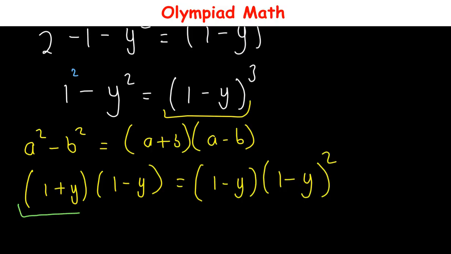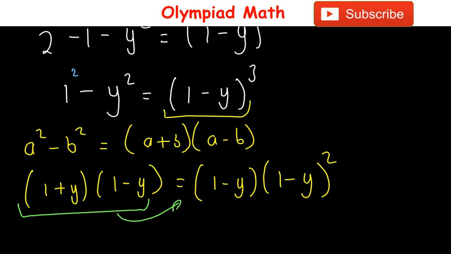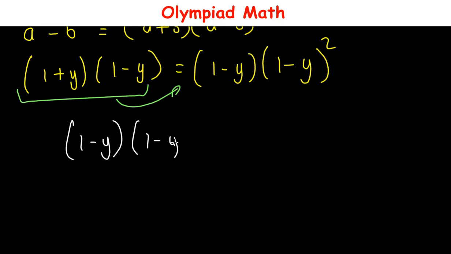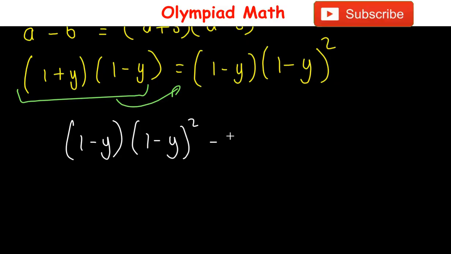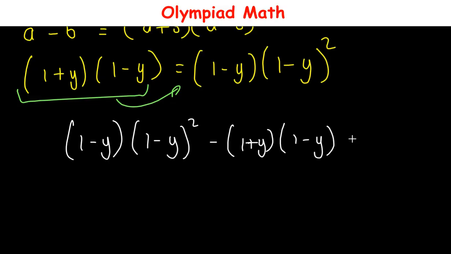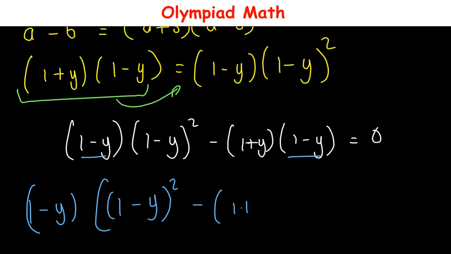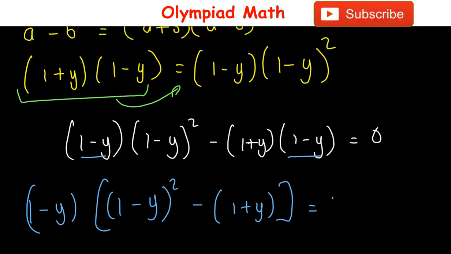Next, we're going to move all of this over to the right hand side. So this becomes in brackets 1 minus y, multiplied by 1 minus y, all raised to power 2, then minus in brackets 1 plus y, multiplied by 1 minus y, and this equals 0. Here, we have a common factor, which is simply 1 minus y. So factorizing out 1 minus y, we are left with in brackets 1 minus y, all raised to power 2, then minus in brackets 1 plus y, and this equals 0.